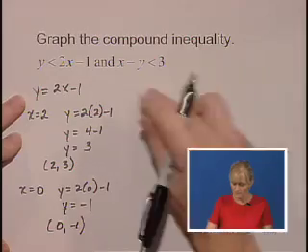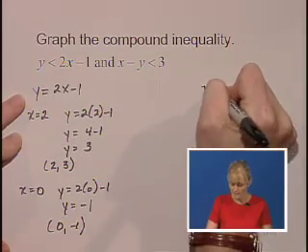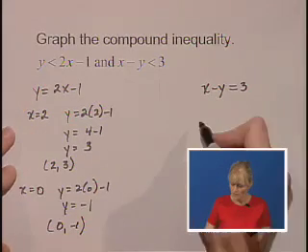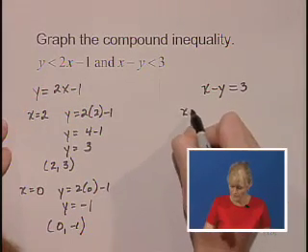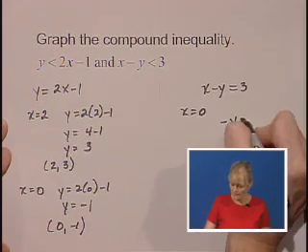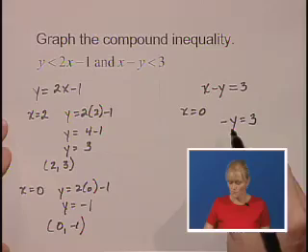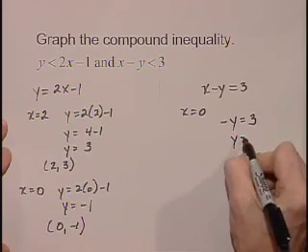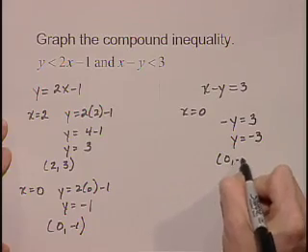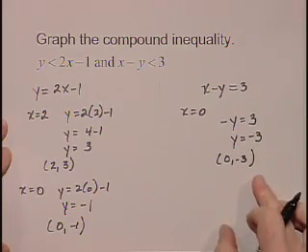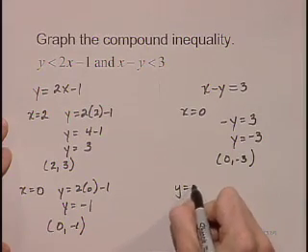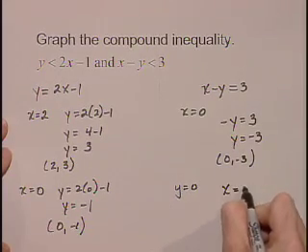We're going to set this up as x minus y is equal to 3. We're going to allow x to be 0. We'll substitute in, and we'll have negative y is equal to 3. We'll solve for y by dividing by negative 1. y is negative 3. So our first ordered pair is 0, negative 3. We're also going to let y equal 0, so we'll have x equals 3.